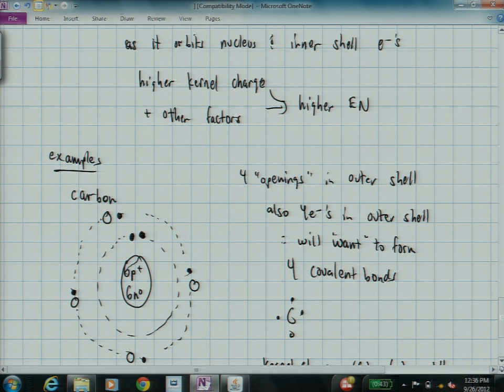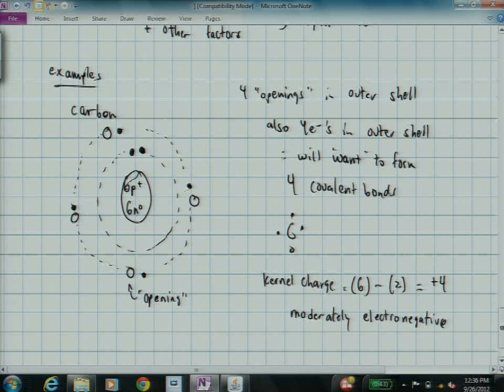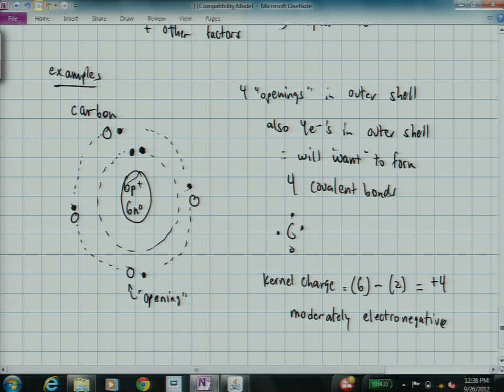What did I do with the 6 minus 2? All right, so I've got to scroll down. Sorry about that. The kernel charge is the positive charge on the nucleus, take away the charge on the inner shell electrons. So the nucleus, the grain of sand, is plus 6. You've got 2 minuses circling. So the back row, what do they see? Plus 4. 6 minus 2.